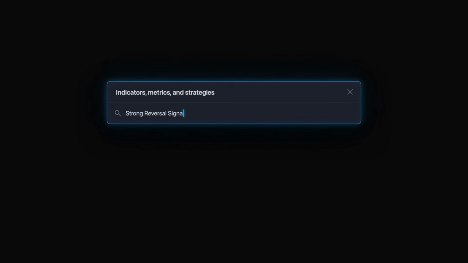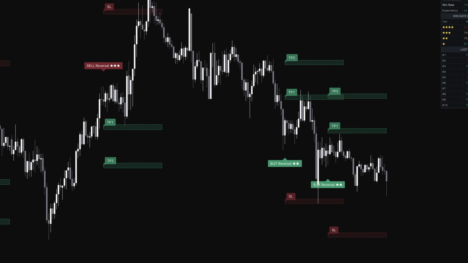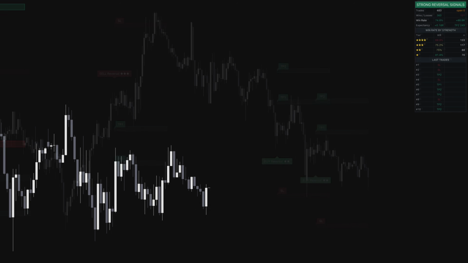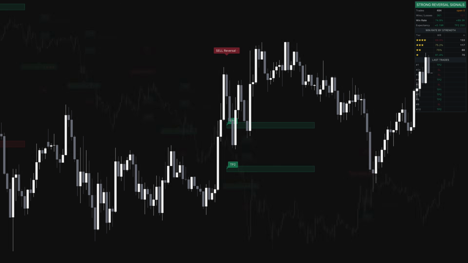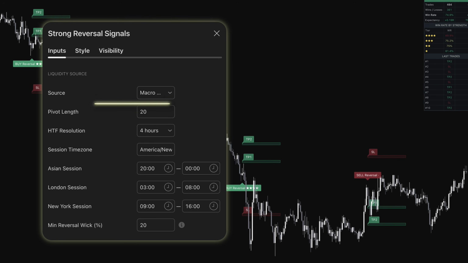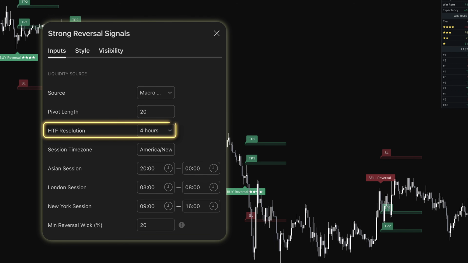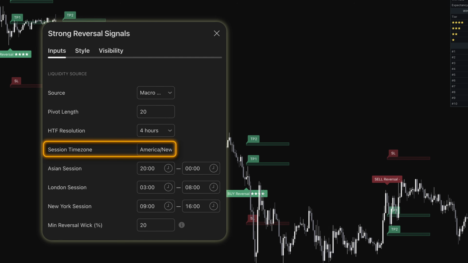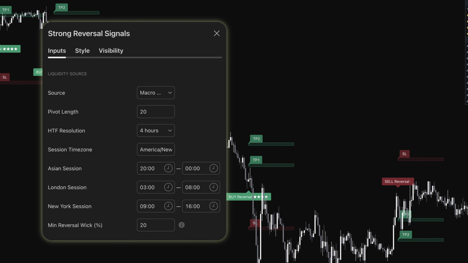Strong reversal signals, created by Project Syndicate, is a liquidity sweep reversal system. It hunts for a level being raided and rejected, then fires a counter move once that move runs out of steam. It can pull its liquidity levels from 3 places: major swing pivots, the previous higher time frame bar high and low, or the high and low of the Asian, London, and New York sessions, so you can point it at whichever pool you actually trade around.